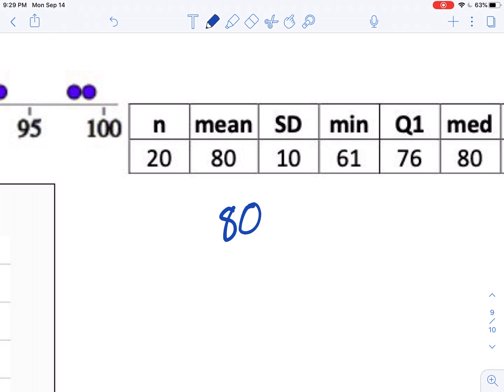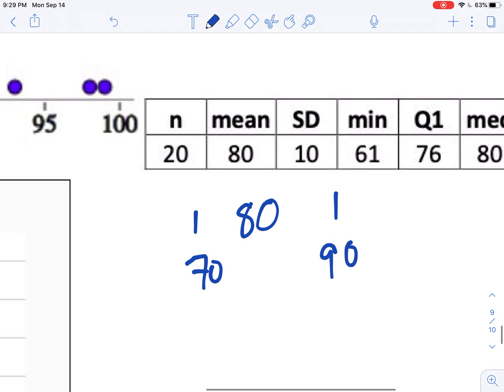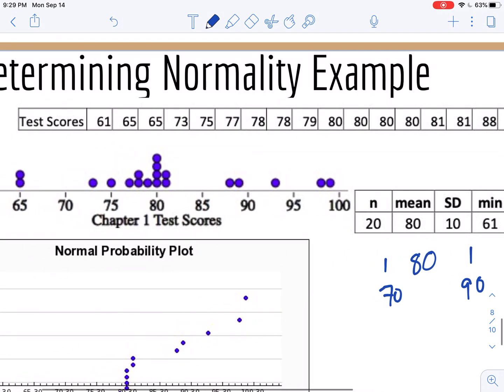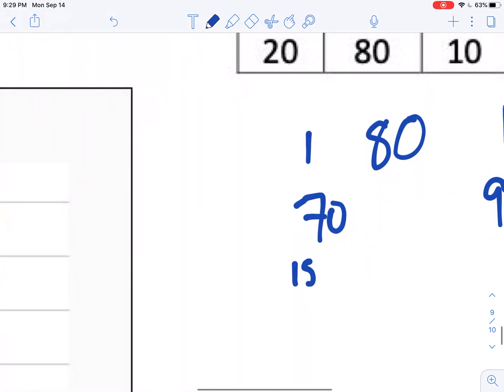My mean and my standard deviation. So one standard deviation to the left should be 70, and one standard deviation to the right should be 90. 70 would fall at, again, remember we've got 20 test scores here, so 70 would fall at 4 out of 20, or there would be 3 scores behind it out of 20, so 70 would mean that you're in the 15th percentile.